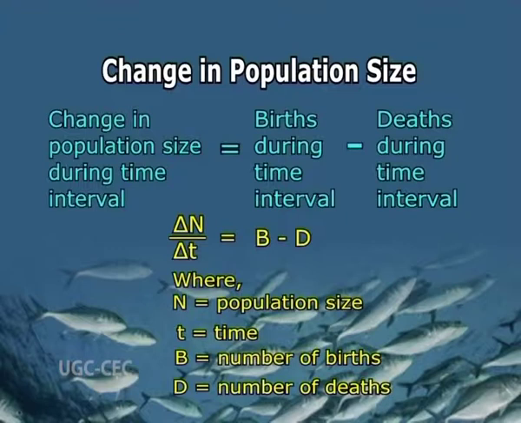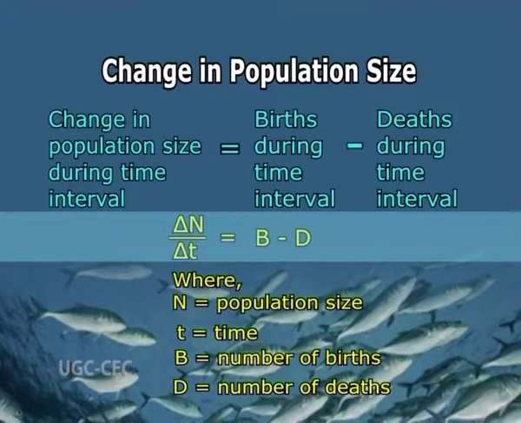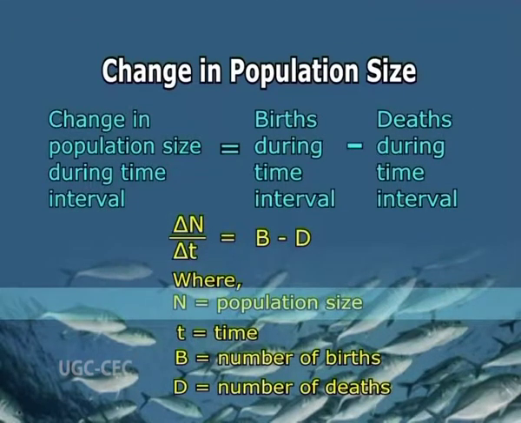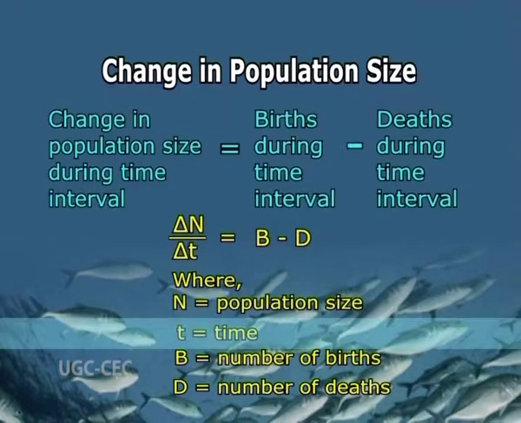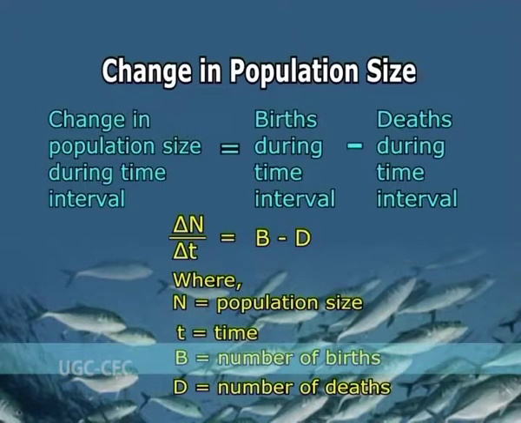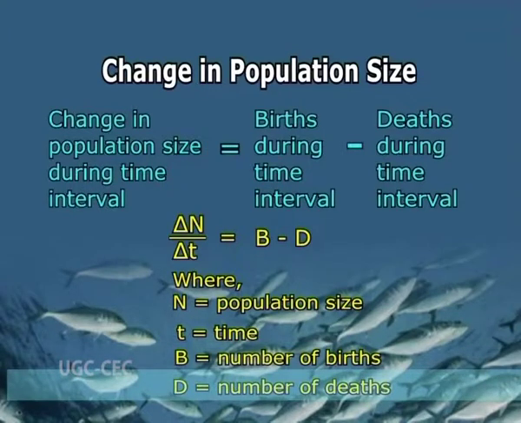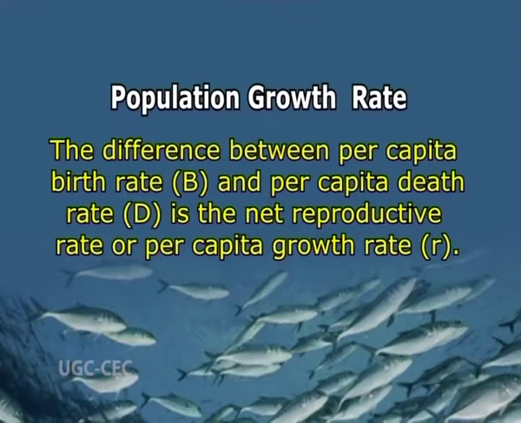In mathematical notation, it can be written as delta N by delta t is equal to B minus D, where N represents population size, t represents time, B is the number of births, while D indicates the number of deaths. The difference between per capita birth rate, that is capital B, and per capita death rate, that is capital D, is the net reproductive rate or per capita growth rate, that is small r.